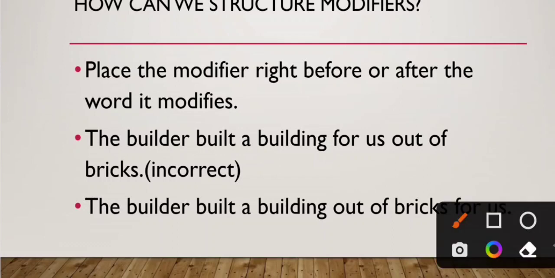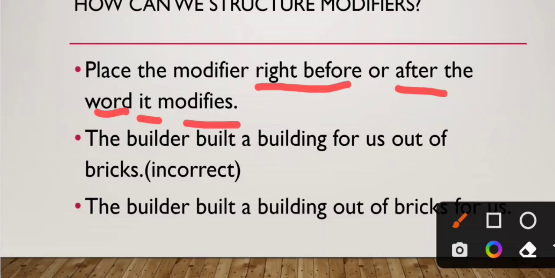Next important point is how can we structure modifiers? Because if we misplace modifiers, if we don't use modifiers at the right place, the meaning is changed, the sentence is wrong, and sometimes the sentence does not convey the meaning which we want to convey. So what is important here? Where to place the modifier in a sentence. Place the modifier right before or after the word it modifies.